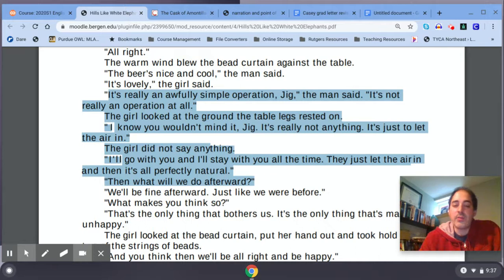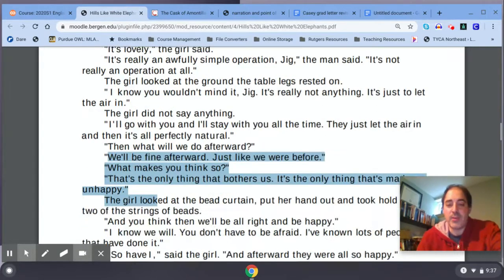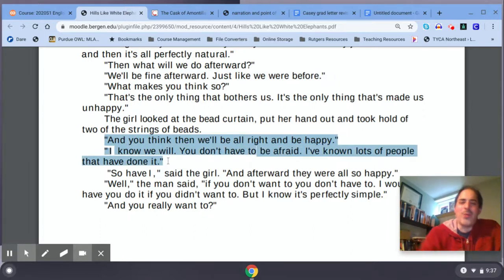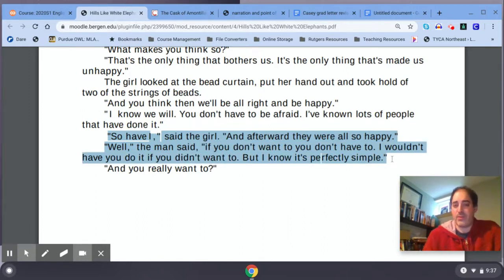"Then what will we do afterward?" "We'll be fine afterward, just like we were before." "What makes you think so?" "It's the only thing that bothers us. It's the only thing that made us unhappy." The girl looked at the bead curtain, put her hand out and took hold of two of the strings of beads. "And then you think we'll be all right and happy?" "I know we will. You don't have to be afraid. I've known lots of people that have done it." "So have I," said the girl. And afterward, they were all so happy. Sarcastic, right? "Well," the man said, "if you don't want to do it, you don't have to. I wouldn't have you do it if you didn't want to. But I know it's perfectly simple."